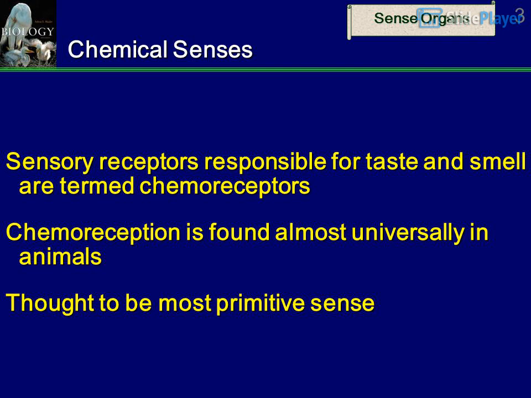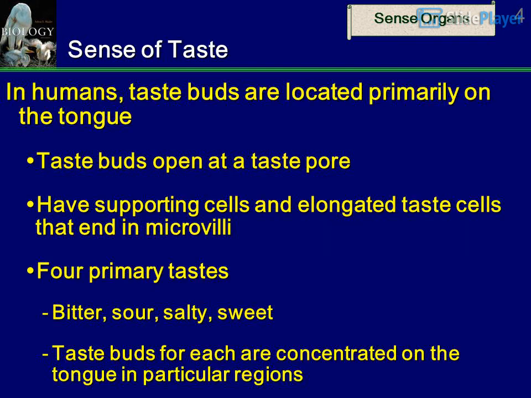Chemical senses. Sensory receptors responsible for taste and smell are termed chemoreceptors. Chemoreception is found almost universally in animals and is thought to be the most primitive sense. Sense of taste. In humans, taste buds are located primarily on the tongue.